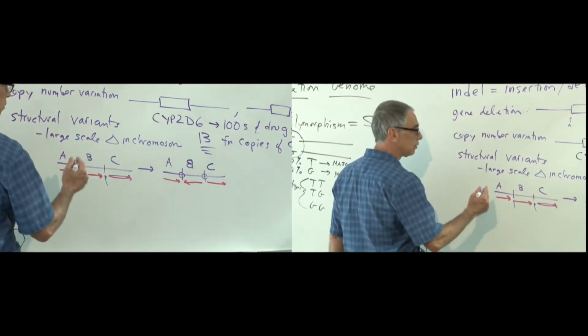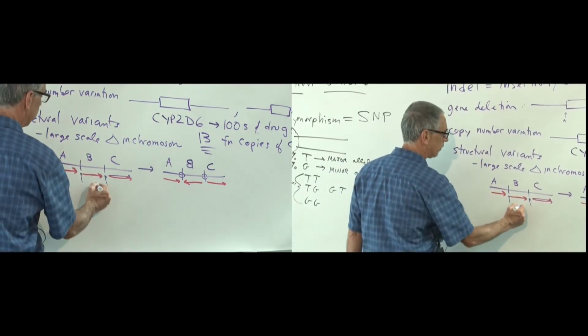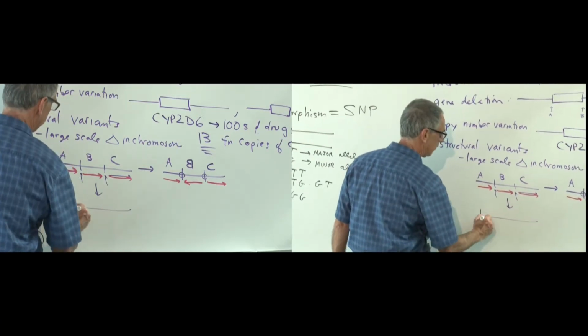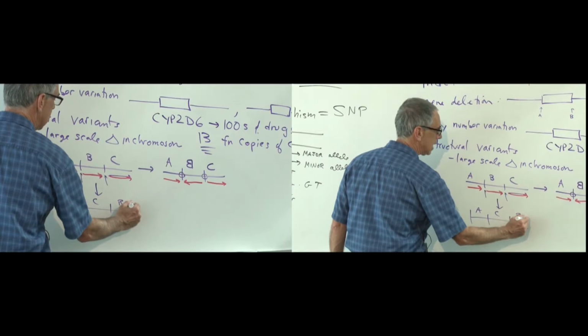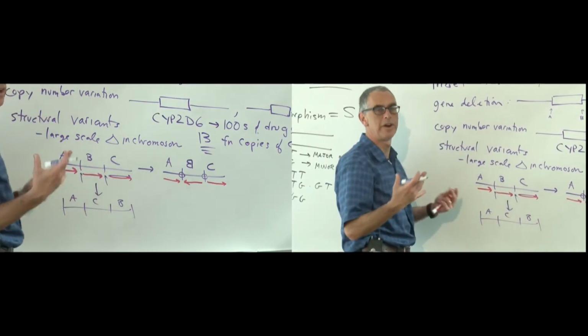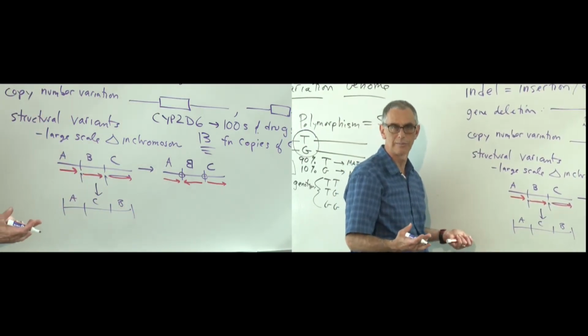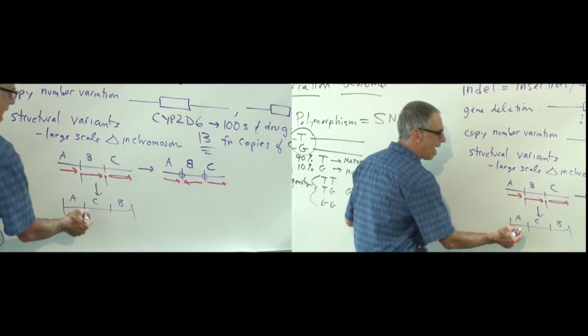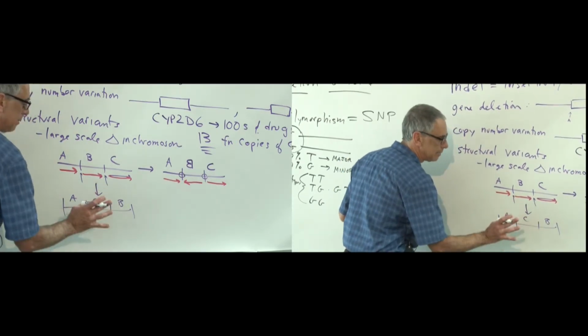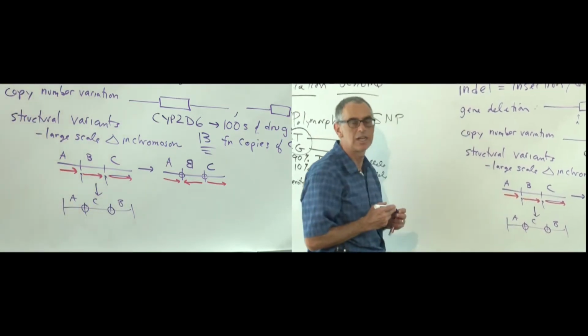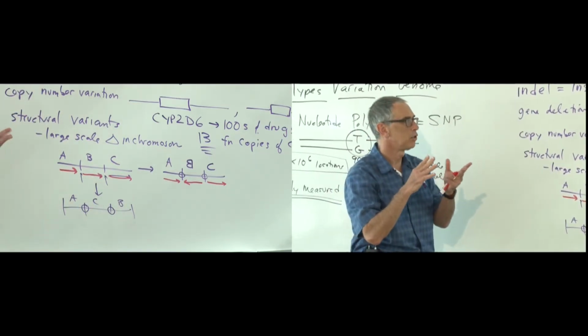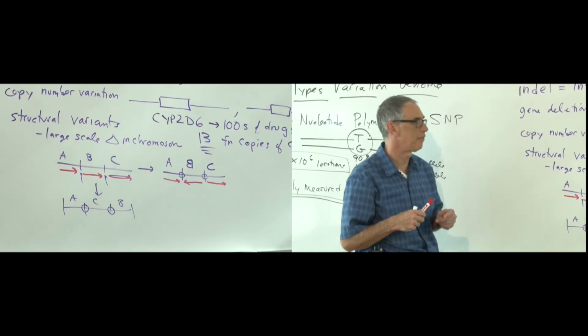Another example would be you just change the order. So now instead of A, B, C, you have A, C, B. And again, this can happen on a very large scale, hundreds of thousands of bases. And again, everything in the middle of B and C might be fine, but this junction and this junction have been changed and may have introduced changes in proteins that could have an effect on health.